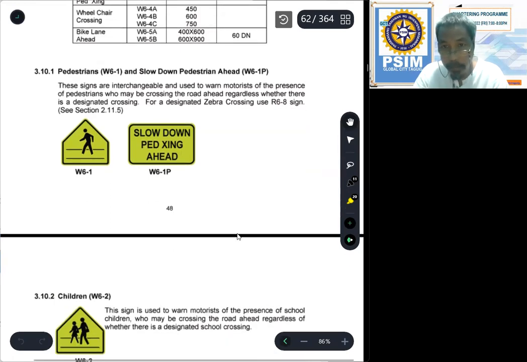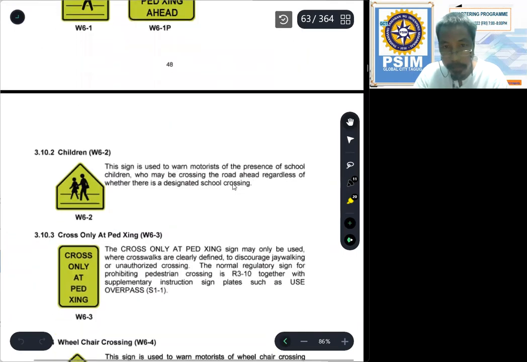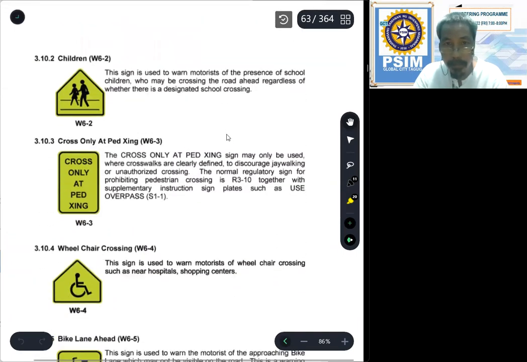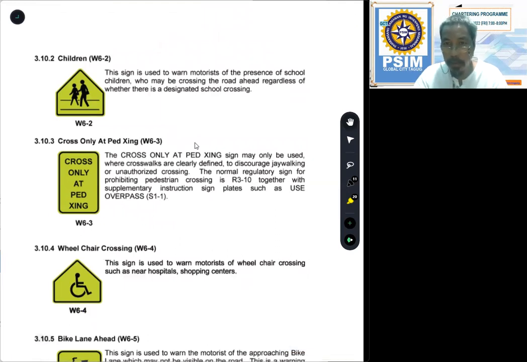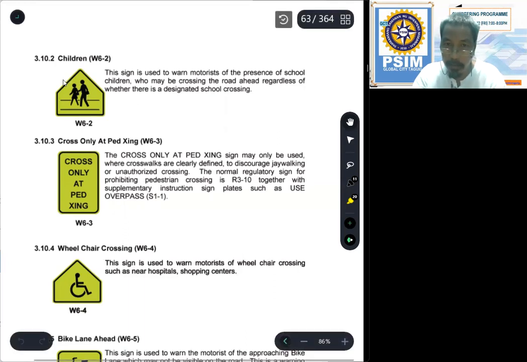So next is children. This sign is used to warn motorists of the presence of school children who may be crossing the road ahead, regardless of whether there is a designated school crossing. Okay, so we still have to warn you that there are plenty of children.